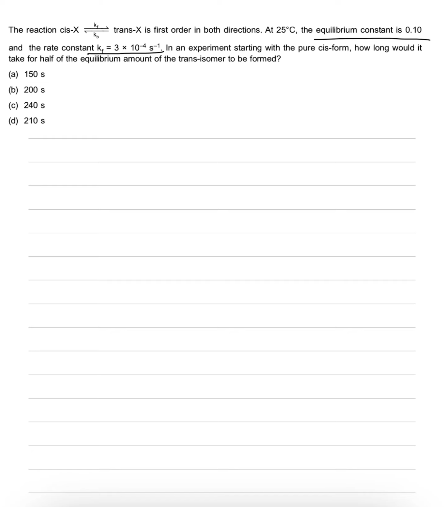Now, since this reaction is an equilibrium reaction, we will have both forward rate as well as backward rate. So, for each one, we have a rate constant, right? Let's assume that cis X is A and trans X is B. So, we'll write this reaction in terms of A and B like this. At t equal to 0, we have only the pure cis form, A, because it is mentioned in the question that we have only the pure cis form. So, let's say at t equal to 0, we have A amount and B is 0.